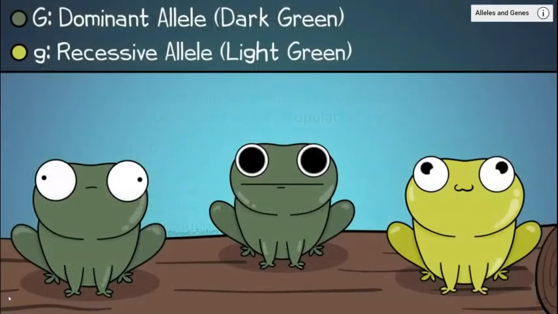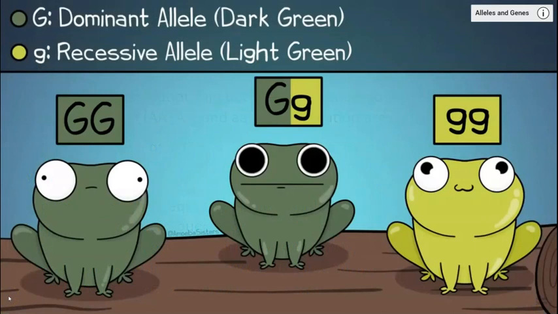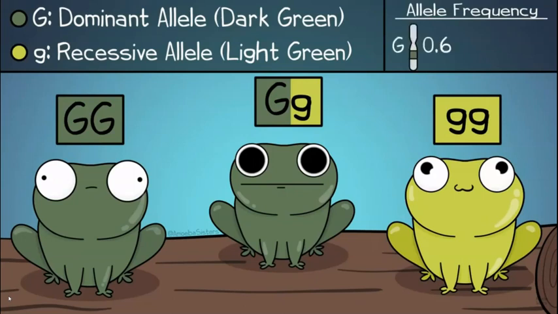All frogs in this population will be either big G big G, big G little g, or little g little g. There's also an allele frequency in our population. We're going to say here that 60%, a frequency of 0.6, of the alleles are big G, and 40%, or a frequency of 0.4, of the alleles are little g. Notice the percentages add up to 100%, and the frequencies add up to 1.